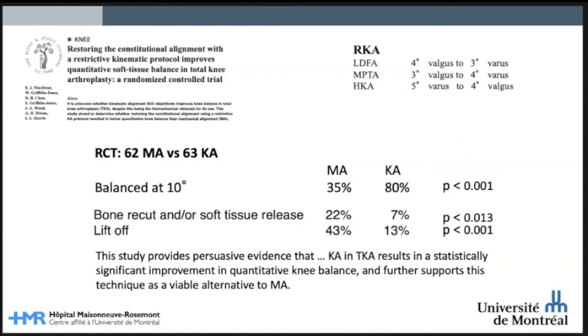These results were confirmed by a study done in Australia where they randomized about 60 cases to MA or RKA, and they looked during surgery at the knee balance at 10 degrees or the need to do recuts when imbalances were present. You see the significant difference between KA and MA, where only 35% of the MA cases were balanced at 10 degrees, and a very high amount of MA cases needed bone recut or ligamentous release.